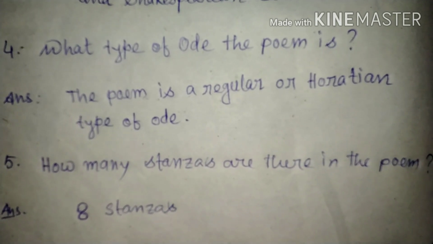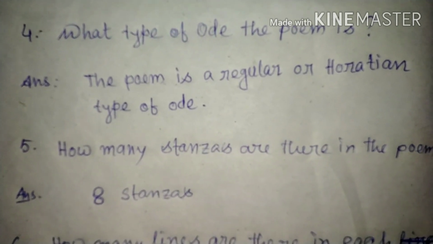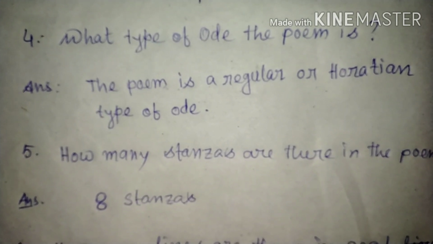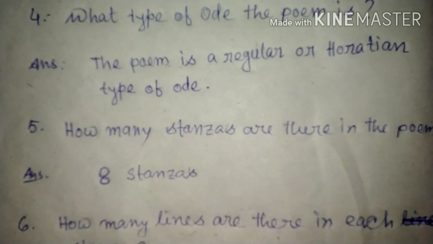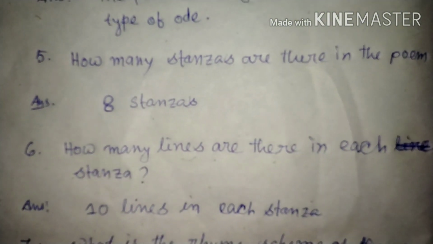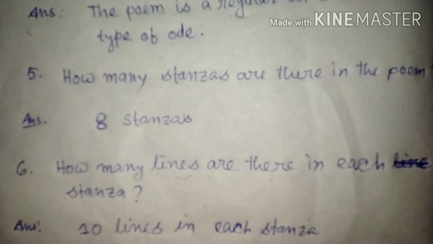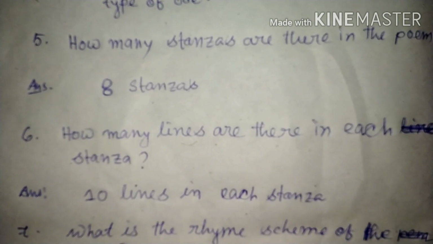are there in the poem? The answer is, there are 8 stanzas in the poem Ode to a Nightingale. And the next question is, how many lines are there in each stanza? Answer is, there are 10 lines in each stanza of the poem.